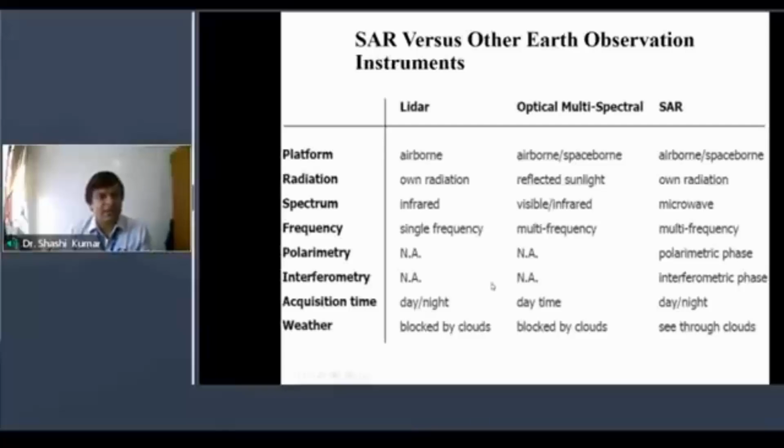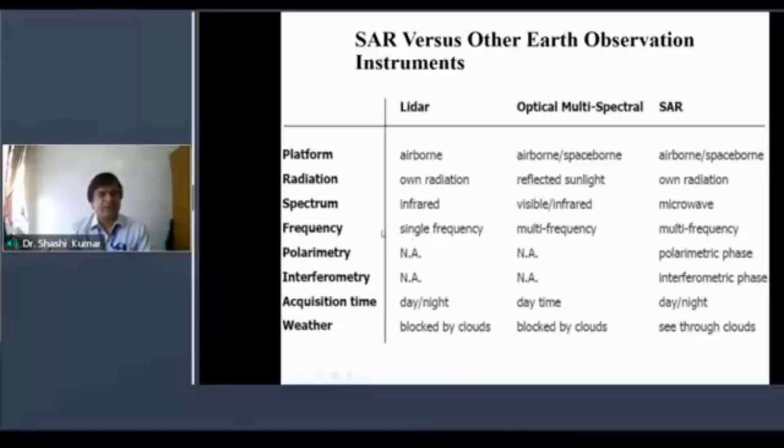When we are talking about the radiation, since LIDAR and SAR are both examples of active remote sensing techniques, both have their own radiation. And optical multispectral data sets are acquired with the help of reflected sunlight. Now, when we are talking about the spectrum, LIDAR is generally operated in the infrared region of the electromagnetic spectrum, and optical multispectral is acquired in the visible and infrared range. SAR is acquired in the microwave range of the electromagnetic spectrum that we have seen, covering approximately 1 millimeter to 100 centimeter.